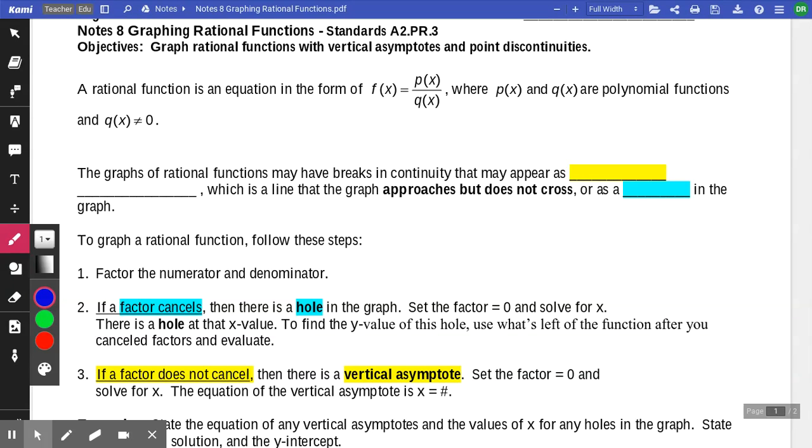We're going to take a look at graphing rational functions. You might have heard the word rational in the past, talking about rational numbers, which are just numbers that can be written as a ratio of two integers. In other words, can be written in fractional form. And so we're going to see functions here that involve a fraction.